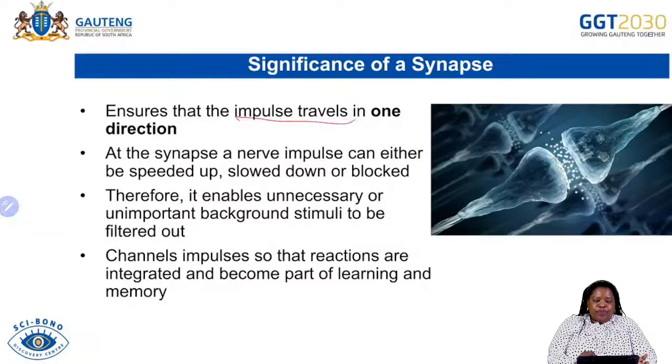So, synapse ensures impulse travel in one direction, and also it helps the impulse to be transmitted faster. Or they can slow down, or the flow of nerve impulse can be blocked. So at the synapse, a nerve impulse can either be speeded up, slowed down, or blocked. It also helps to do what? It enables unnecessary or unimportant background stimuli to be filtered out at that gap.